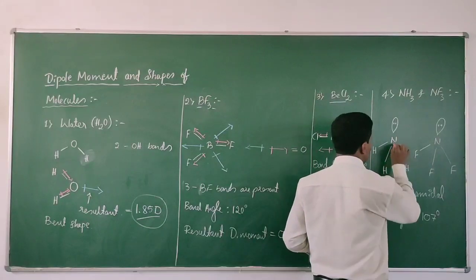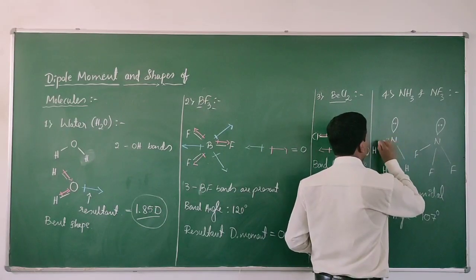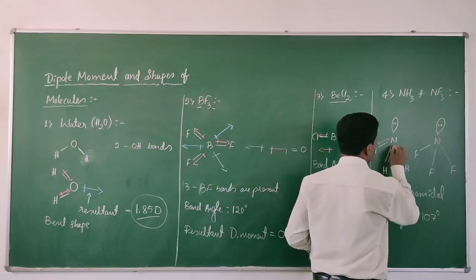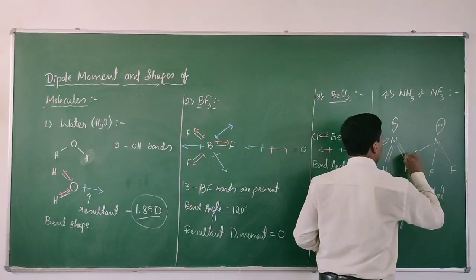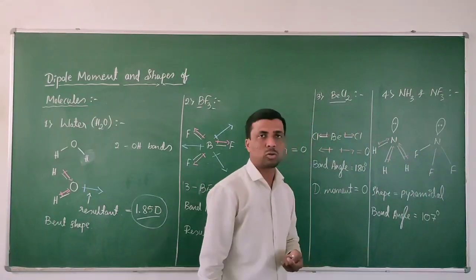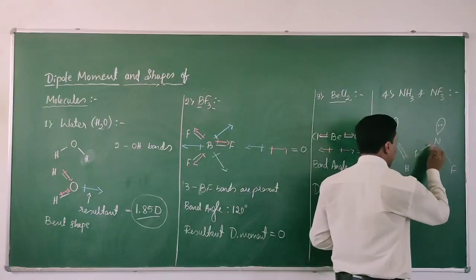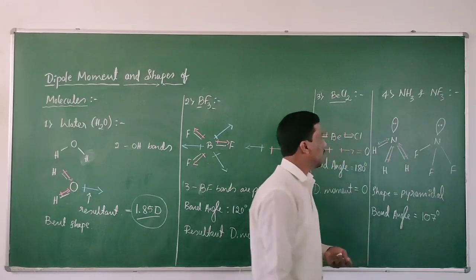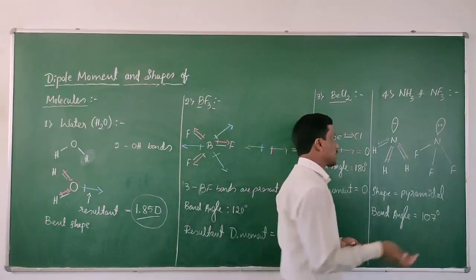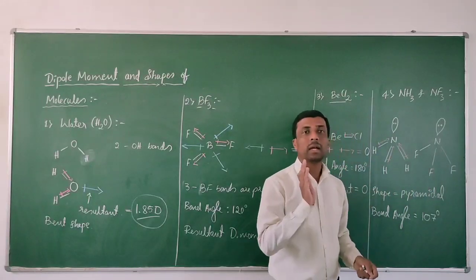Among nitrogen and hydrogen, nitrogen is more electronegative, therefore the dipole moment is towards nitrogen. In ammonia molecule, the dipole moment is towards the nitrogen. Okay, and in nitrogen trifluoride, the dipole moment is towards the fluorine. Why? Because fluorine is more electronegative than nitrogen.